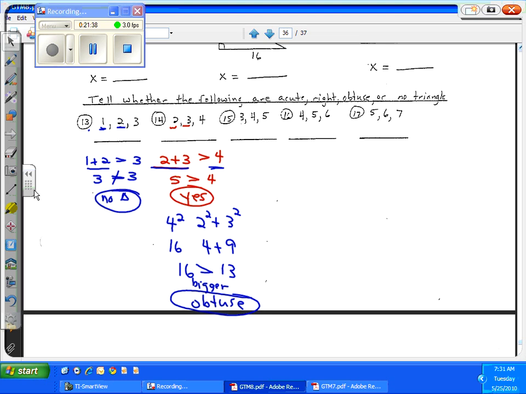Remember we talked about opening up the compass bigger. We stretched out the hypotenuse number, the bigger side, and so that's going to make the angle bigger than 90.